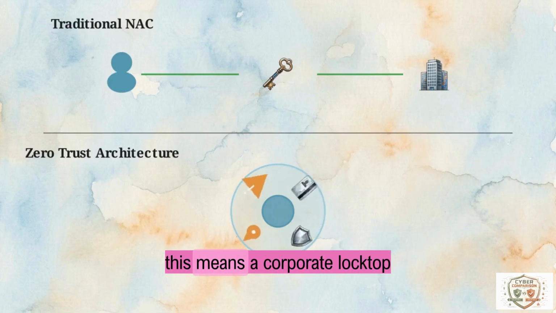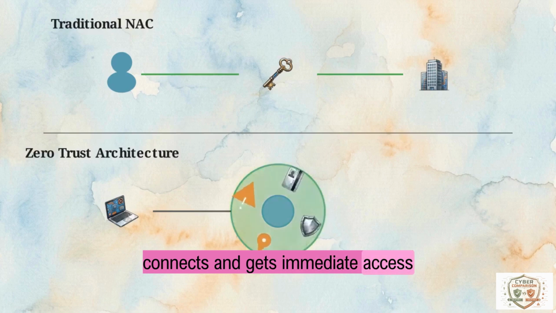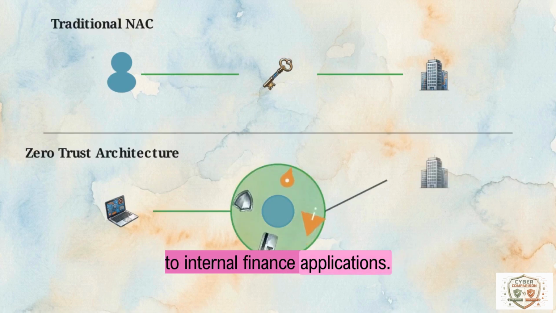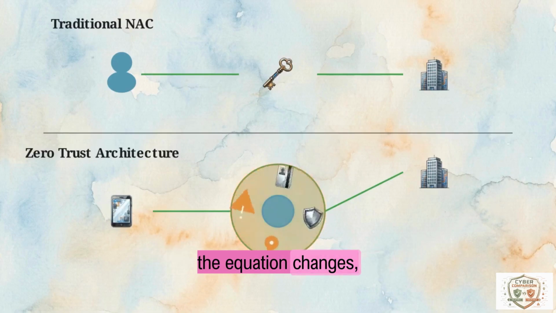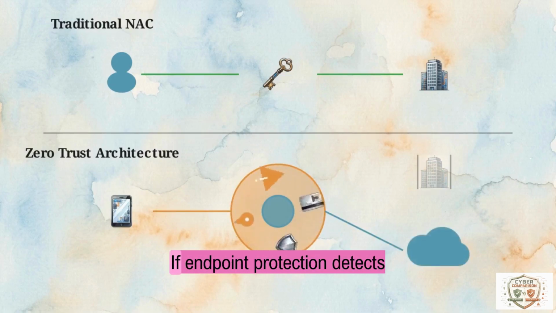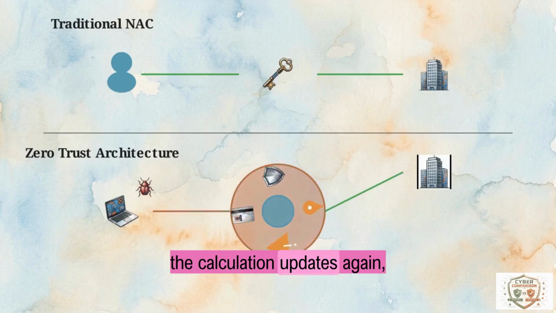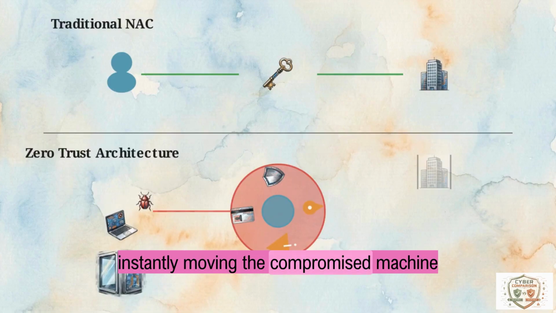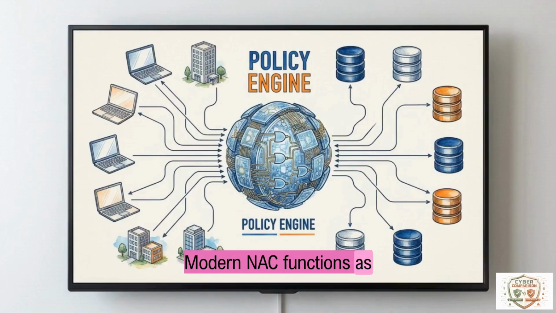In practice, this means a corporate laptop with the latest security patches connects and gets immediate access to internal finance applications. If that same user logs in from an unmanaged personal device, the equation changes, restricting their access to internet-only or guest applications. If endpoint protection detects malware on that corporate laptop 10 minutes later, the calculation updates again, instantly moving the compromised machine into a quarantined network segment. Modern NAC functions as the central policy decision point required to enforce zero trust across the entire enterprise.